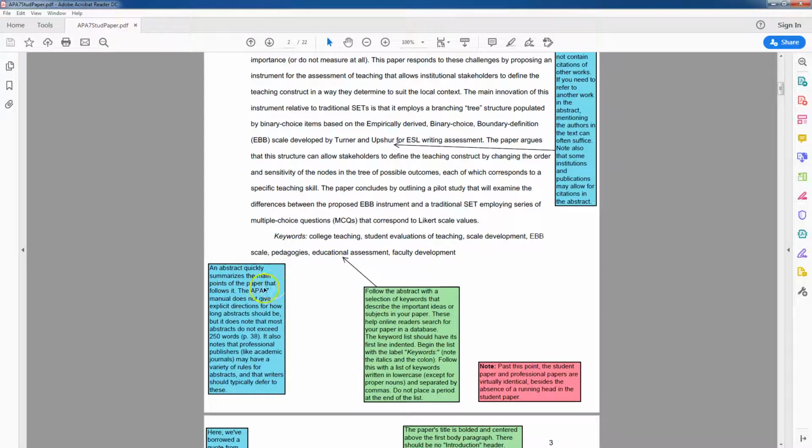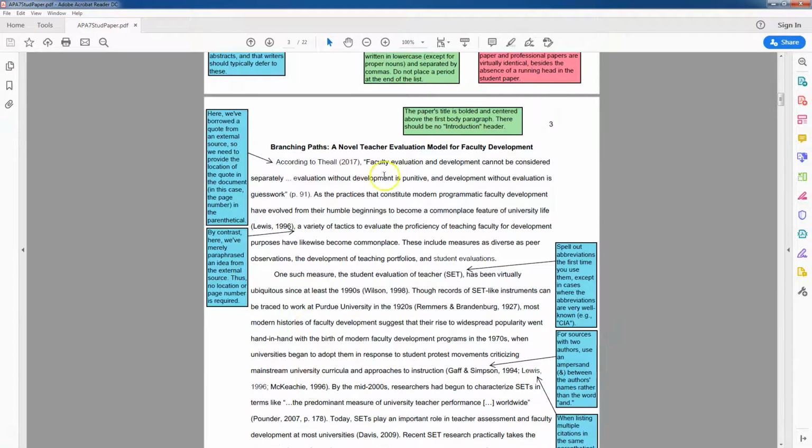An abstract quickly summarizes the main points of the paper that follows. The APA 7th manual does not give explicit directions for how long abstracts should be, but it does note that most abstracts do not exceed 250 words. You can find that in the APA manual on page 38. It also notes that professional publishers like academic journals may have a variety of rules for abstracts that writers should typically defer to.